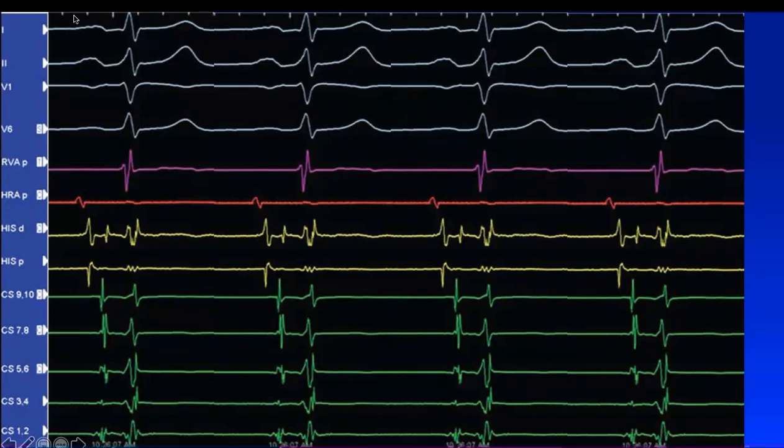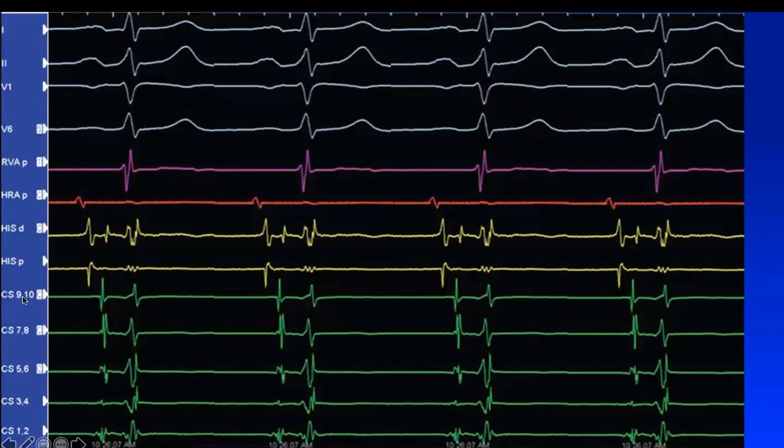Usually we tell people to look at the surface ECG first, but let's orient ourselves. This is your surface ECGs. We usually leave lead one, lead two, V1 and V6. This is your right ventricular apex catheter. This is your HRA catheter. This is your His distal, His proximal, and this is your coronary sinus catheter.